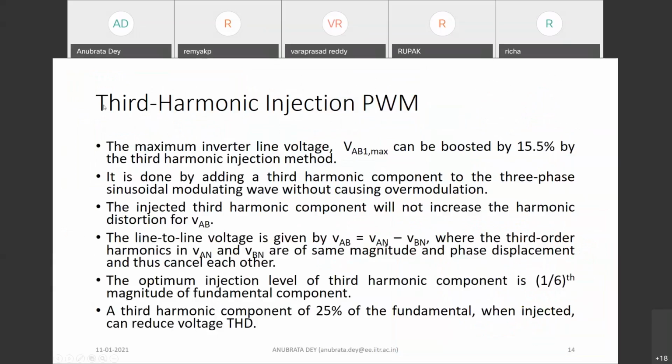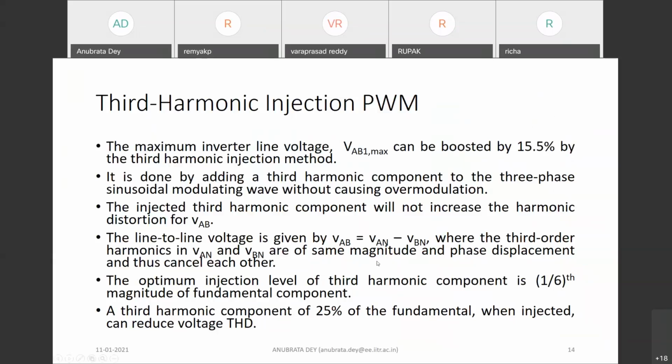Even third harmonic injection will give you the same increment, but you have to use the appropriate magnitude of the third harmonic. That appropriate magnitude is 1/6. The last but one point is written: 1/6 magnitude of the fundamental component. If you implement that, it will give you the same increase in the fundamental voltage, the 15.5% increment. So this is also possible in the same way using the SVPWM technique.